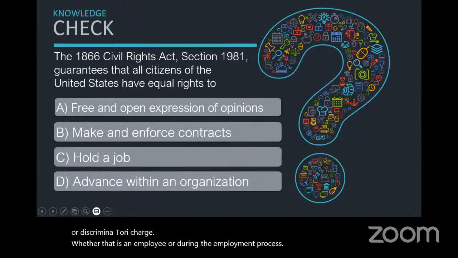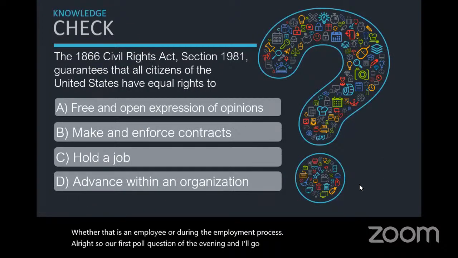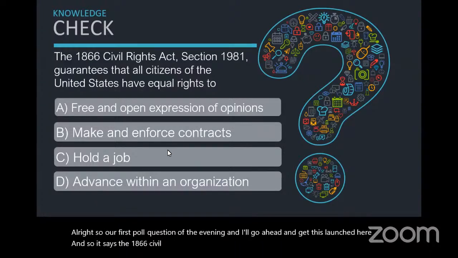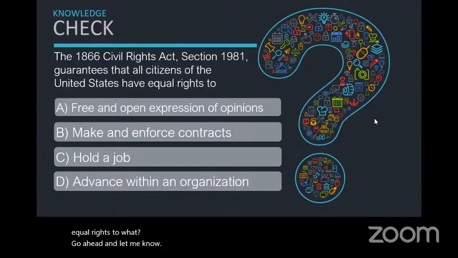All right, so our first poll question of the evening, and I'll go ahead and get this launched here. It says the 1866 Civil Rights Act, Section 1981, guarantees that all citizens of the U.S. have equal rights to what? So go ahead and let me know your answer. And I'll give you all a few seconds to answer this question.